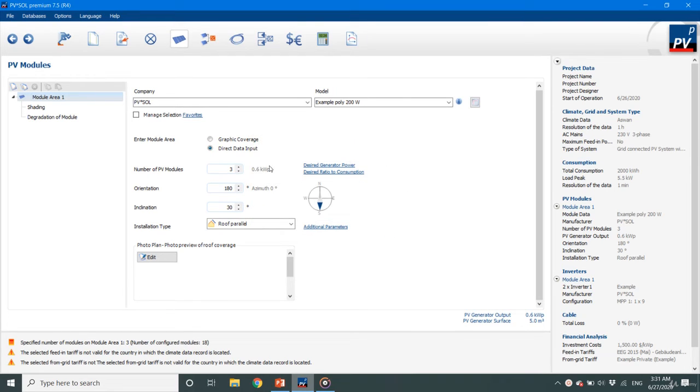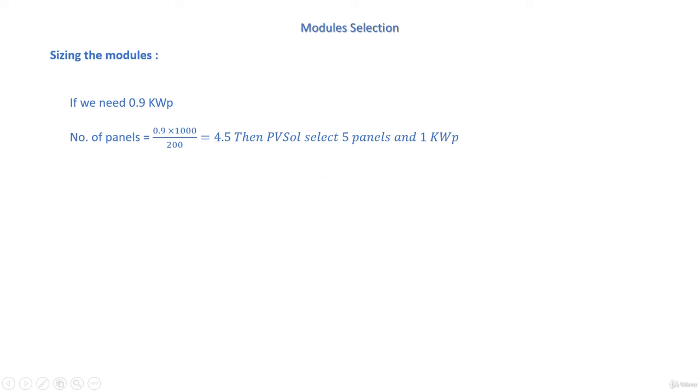If you need, for example, 0.9 kilowatt peak and each panel is 200 watt, then to get the number of panels, we divide the power over the power of each panel. So it's 0.9 multiplied by 1000 over 200, 4.5 panels. PV-Sol would round it up to the greatest, which is 5 panels.